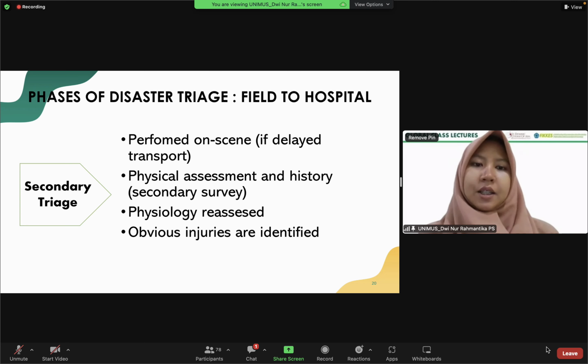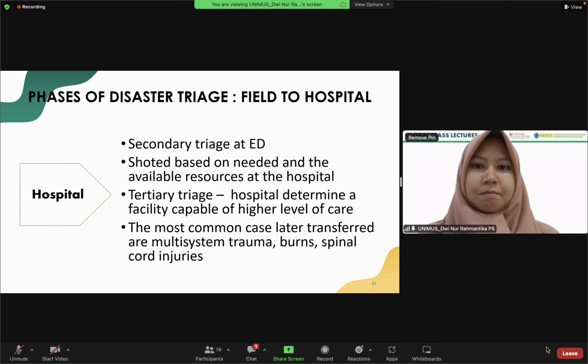In this phase, we also do the physiology reassessment. Even though we already move to the physical assessment or secondary survey, don't forget airway, breathing, and circulation can worsen suddenly. So we should also do the physiology reassessment. And then after we do the secondary survey, we transport the patient to the hospital.